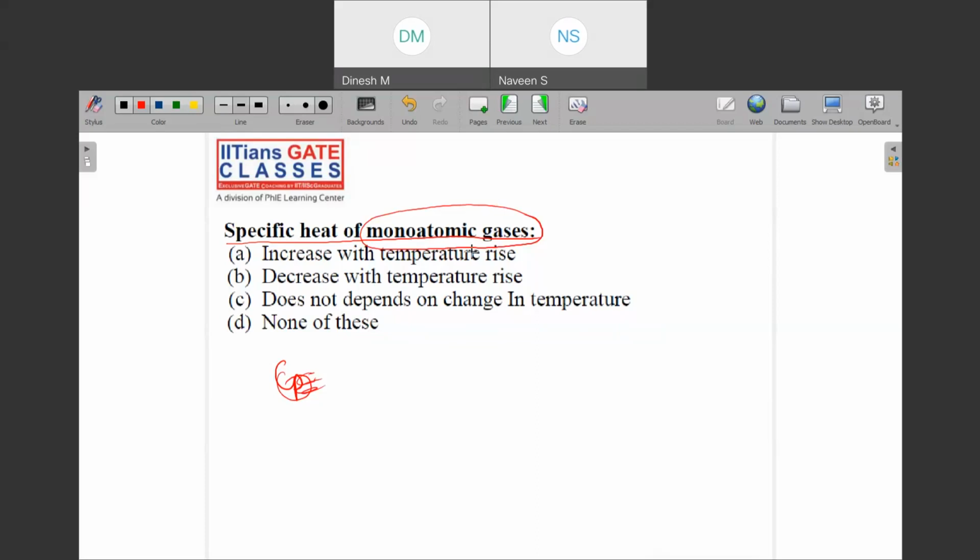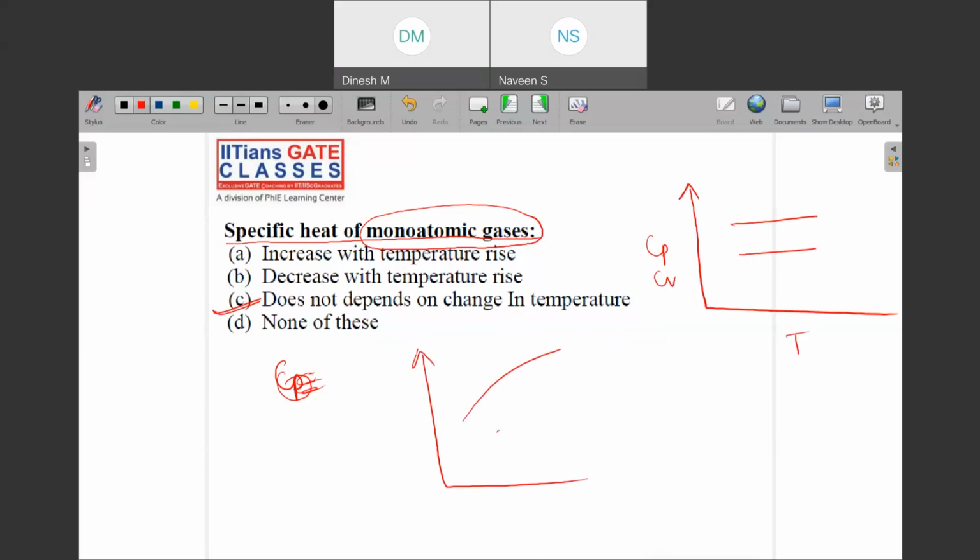For specific heat of monoatomic gases, we have seen that it does not depend on change in temperature. Can you recall that we have seen that Cp and Cv values were remaining constant when we were changing temperature, and it was increasing with the increase in temperature for whom? For diatomic gases or non-monoatomic. See, questions like this will always appear, but if you are not following, then this is the matter of concern.